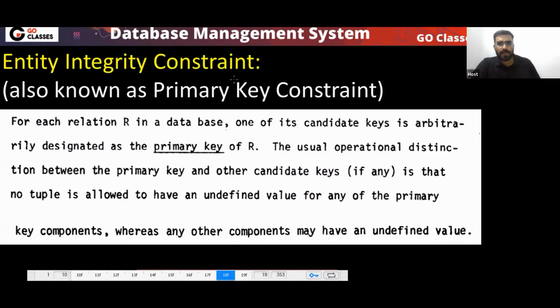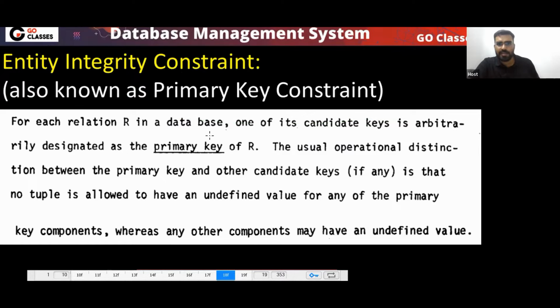Now let's move on. For example, we have seen the entity integrity constraint, right? Yes or no? Tell me, what is the entity integrity constraint? It is that in the relational model, every table, every relation, must have a primary key, and this primary key cannot be null.